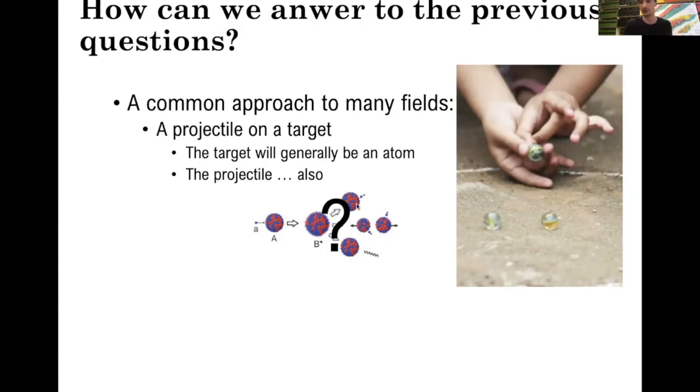So we want to measure if the nucleus will emit charged particles, so protons or alpha particles, or neutrons, or if it will emit some radiation, as is shown here.